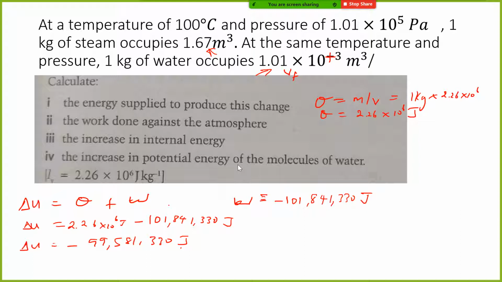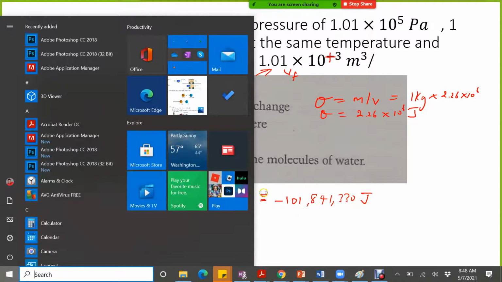Because what you have to understand is that whenever there's a change in state, right, there is not an increase in the kinetic energy because there's no increase in temperature, right? However, there will be an increase in the potential energy. Let's see what they did as it pertains to this.